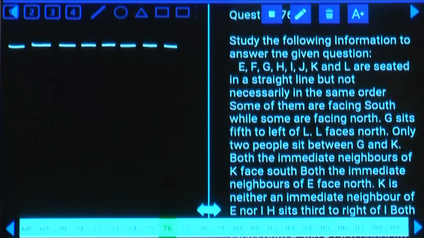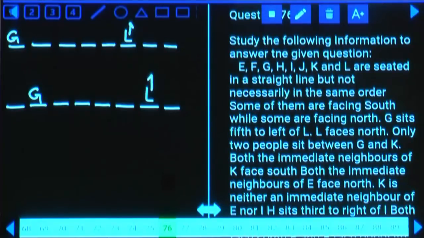Then the first condition is that G sits fifth to the left of L. L is facing north. As L is facing north, tell me what are the different possibilities. If L is here, facing towards north, 1, 2, 3, 4, 5, G must be here. This is one possibility. Then what is the second possibility we can have? 1, 2, 3, 4, 5, 6, 7, 8. Now if L is here, G will be here.